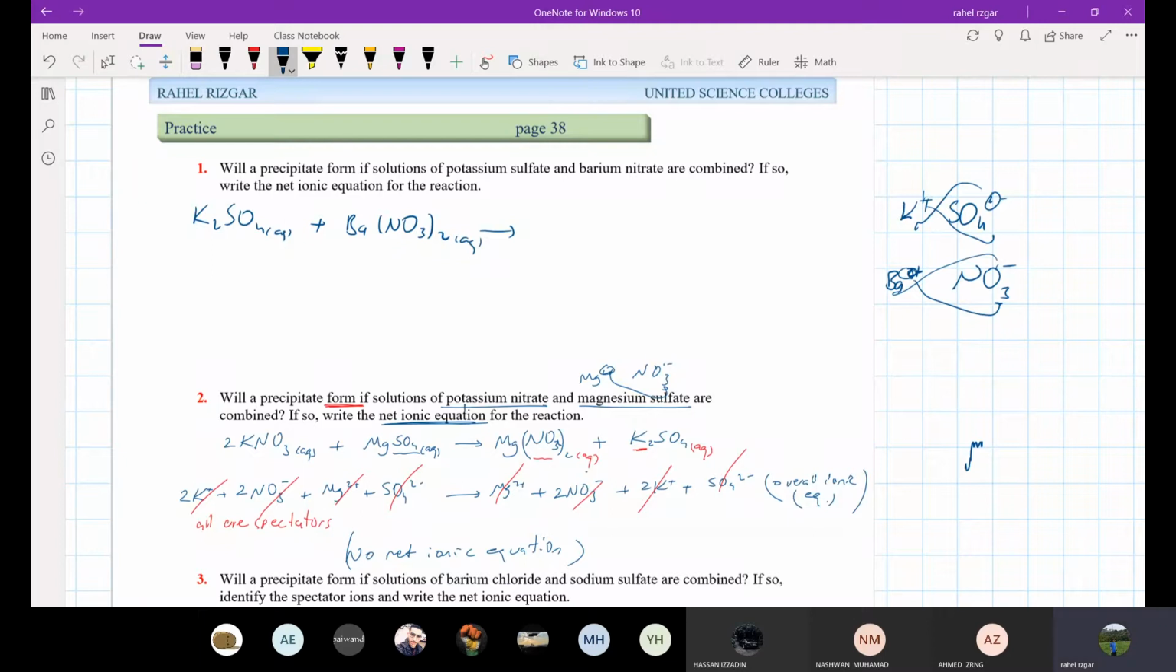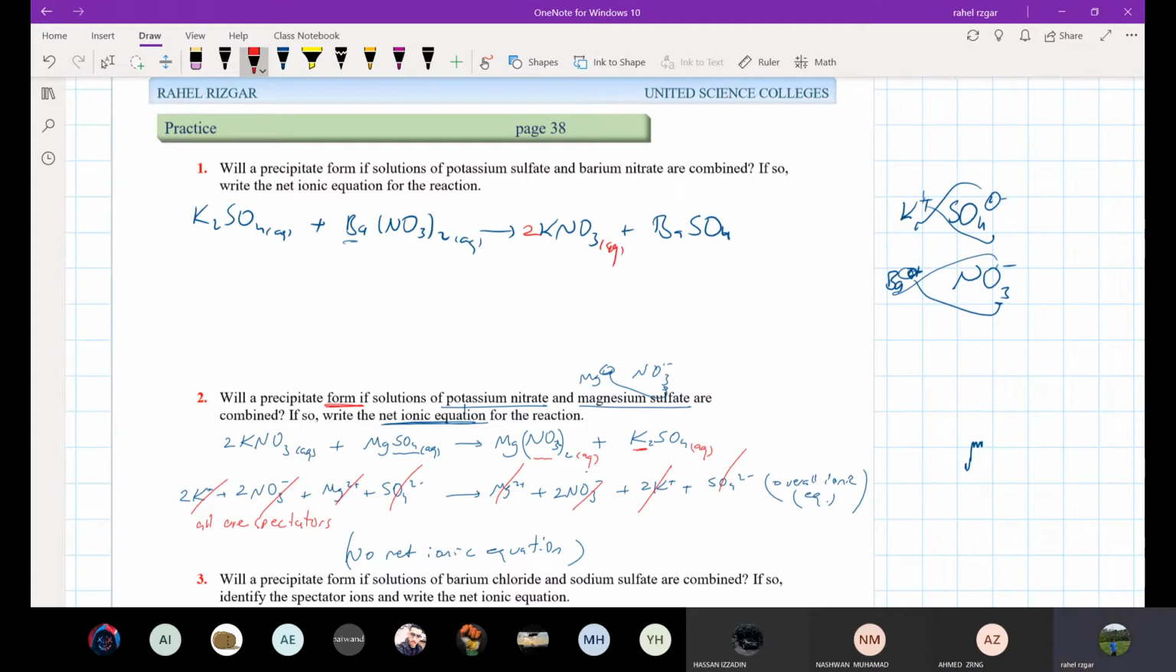Then, what is going to happen? When we switch the cation with the other cation, or the anion with the anion, we get KNO3 with BaSO4, but we don't know if they are soluble or not. If we balance it, we get 2KNO3. For KNO3, since there is K and NO3, both of them are soluble in any compound, so this is of course aqueous.